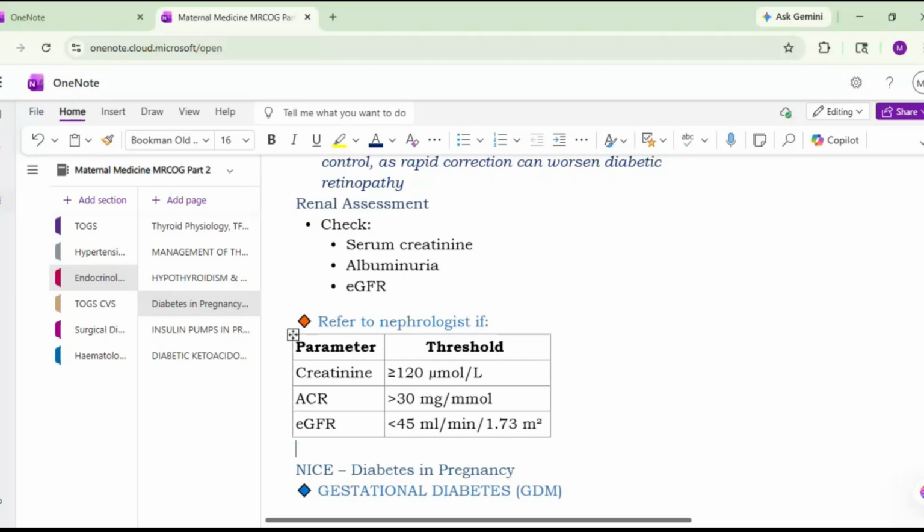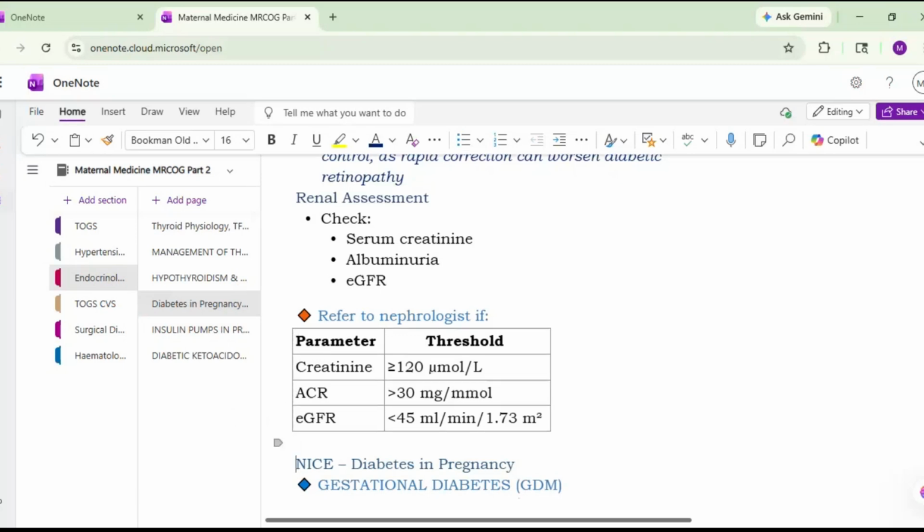Creatinine value, albumin creatinine ratio, and eGFR level: eGFR less than 45 ml per minute, albumin creatinine ratio more than 30 milligram per millimole, and creatinine level more than or equal to 120 micromole per liter. And remember, this eGFR is useful only in the preconceptional period. During pregnancy, eGFR is not useful.